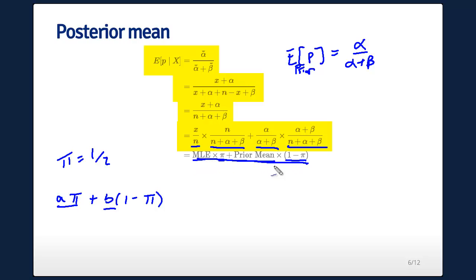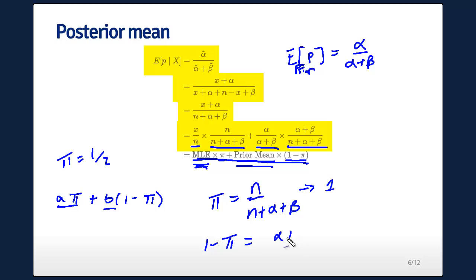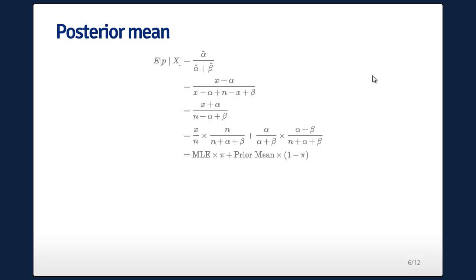So our posterior mean is an average between the MLE and the prior mean, where pi equals n over n plus alpha plus beta. If n is big, this is going to be close to 1. As n goes to infinity, the data wins out. On the other hand, 1 minus pi is alpha plus beta over n plus alpha plus beta. If n is small, pi is close to 0, and the prior wins out. The prior mean is really governing things. That's an interesting way to think about what the Bayesian calculations are accomplishing in this case.